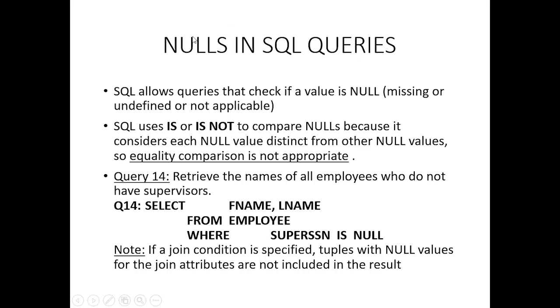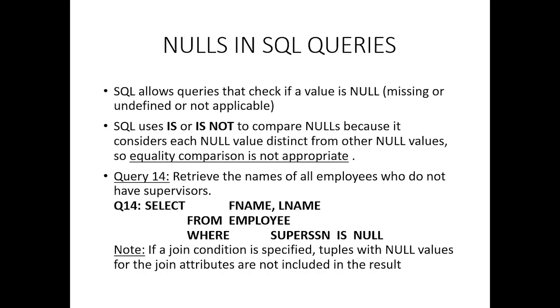And we can have nulls in SQL queries also. So SQL allows queries that check if a value is null. If a value is null, it means the value is missing or undefined or maybe not applicable. So SQL uses IS or IS NOT to compare these nulls because each null value is distinct from other null values. So equality comparison is not appropriate. Okay, so each null value is distinct from other null values.